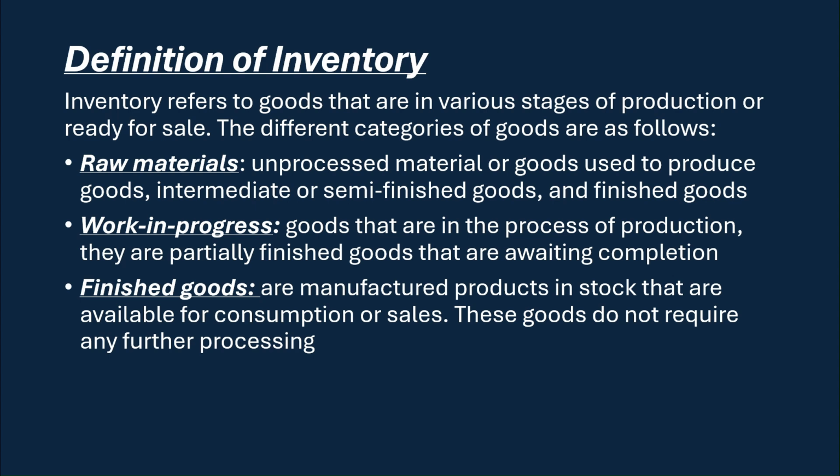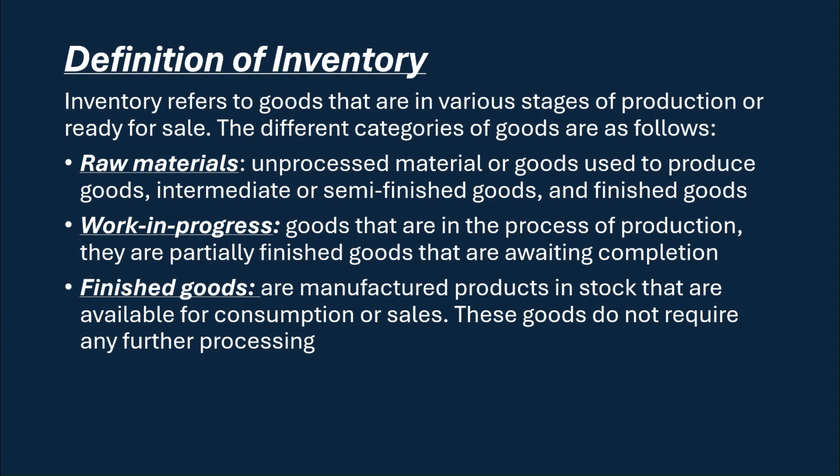Remember that with inventory, it is just not one thing. It's basically a lot of things. But now we'll look at the categories that we actually put it under. So the first one we have is raw materials, right? We have raw materials right there. So now with raw materials, we basically have unprocessed material or goods used to produce goods, or intermediate or semi-finished goods and finished goods, basically, right?